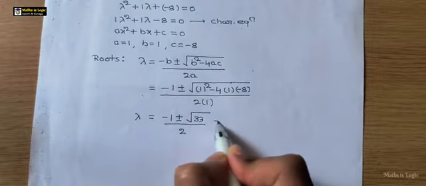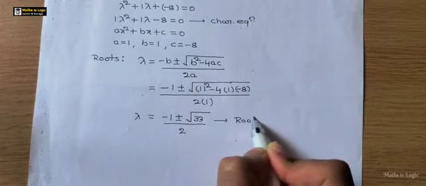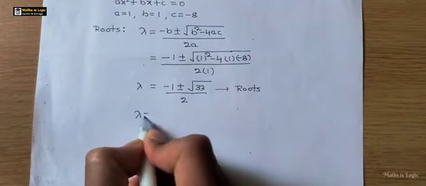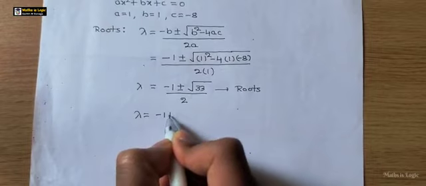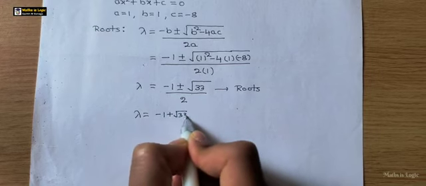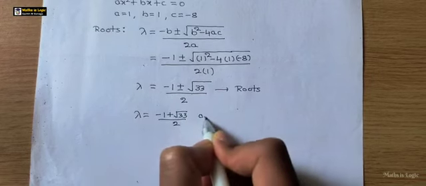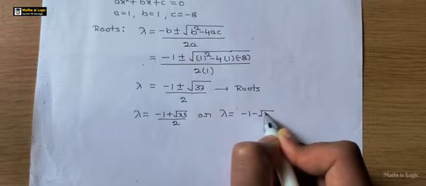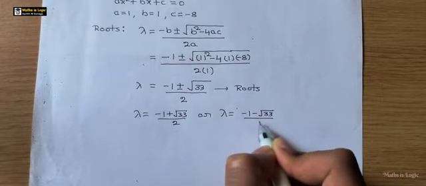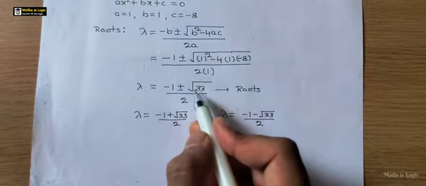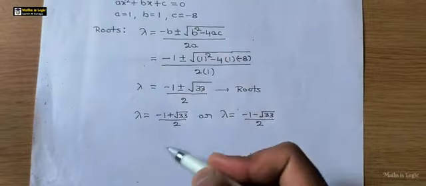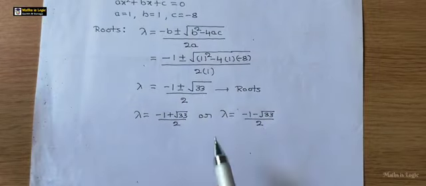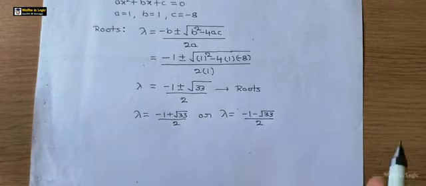So this is the final answer. These are called what? Roots. Or else how we can write? Lambda is equals to minus 1 plus root 33 divided by 2, or lambda is equals to minus 1 minus root 33 divided by 2, because further we cannot do the simplification because this is not a perfect square. So stop it here only. So these two are called what? Roots.